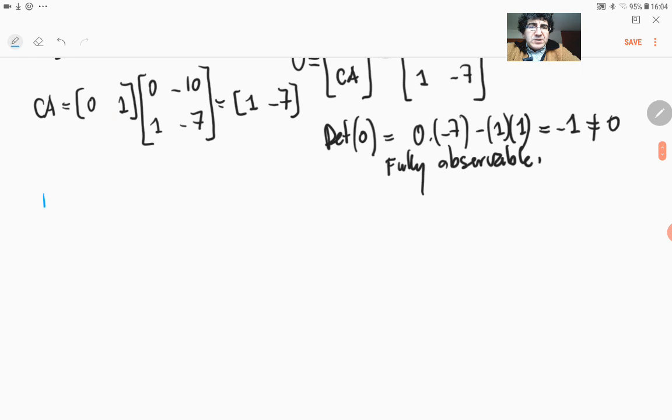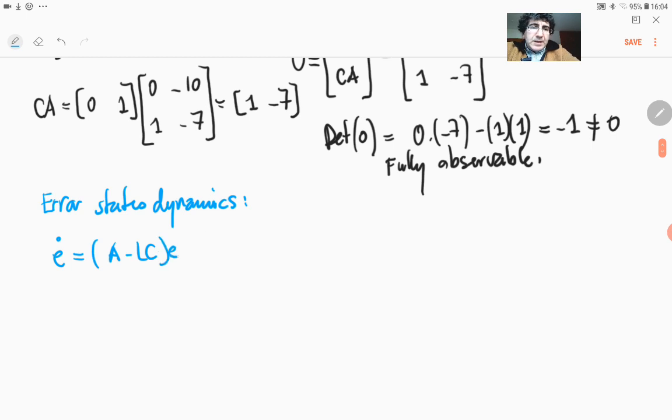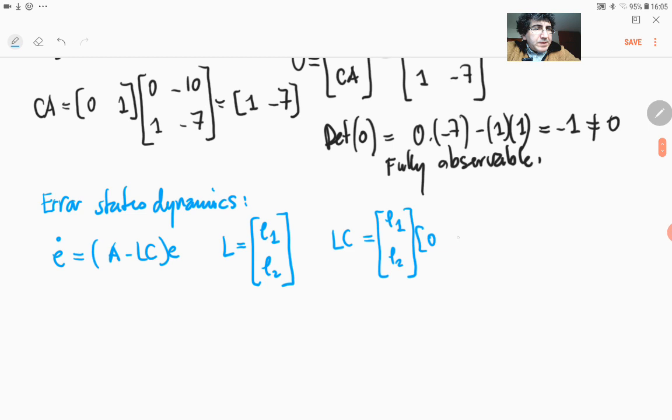Okay, so let's continue with our observer design problem. Okay, so the error states dynamics, we know that they are determined by A minus LC matrix. E dot is equal to A minus LC E. Here, L is unknown. Right? In fact, it is the problem of finding out L1 and L2 is equivalent to the design of the observer. Okay? So what is LC with these two unknown variables, L1 and L2? C is 0 and 1. So that gives me a matrix 0, L1, 0, L2.